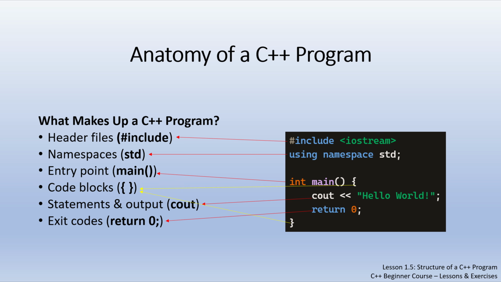Even a simple C++ program is made up of a few key components working together. This includes header files, namespaces, the main function, code blocks, statements, output commands, and return values. Every single program contains these pieces. Understanding how they fit together right now will make your future practical coding lessons much easier.